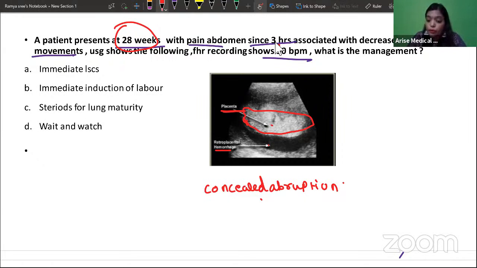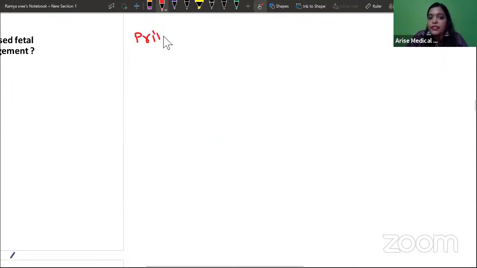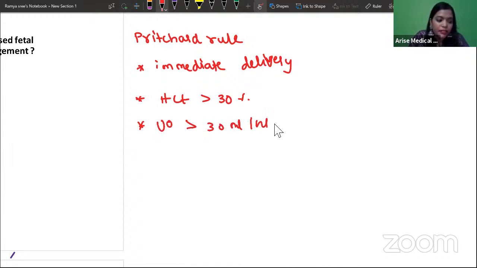So first and foremost, the most important thing is you have to go for immediate delivery. So we follow something called Pritchard's rule. Pritchard's rule is immediate delivery. Hematocrit should be maintained more than 30%. Urine output should be maintained at 30 ml per hour.